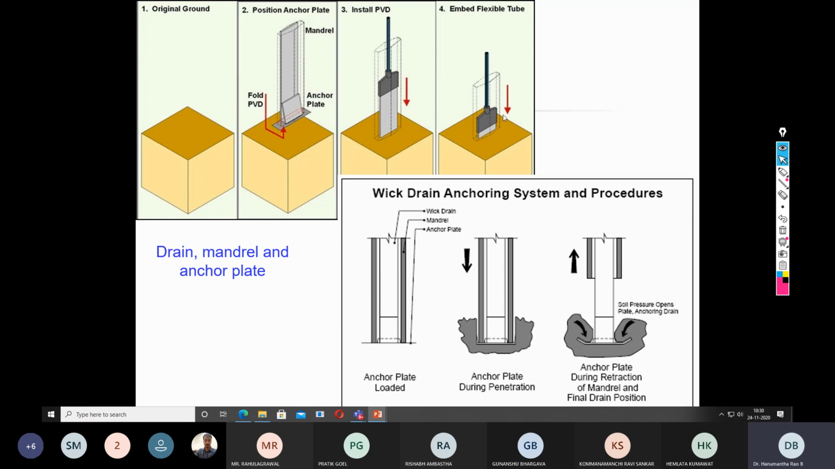Once it has been driven to the desired depth, the PVD at the ground surface is simply cut at the ground surface. That's it. That is simple installation.